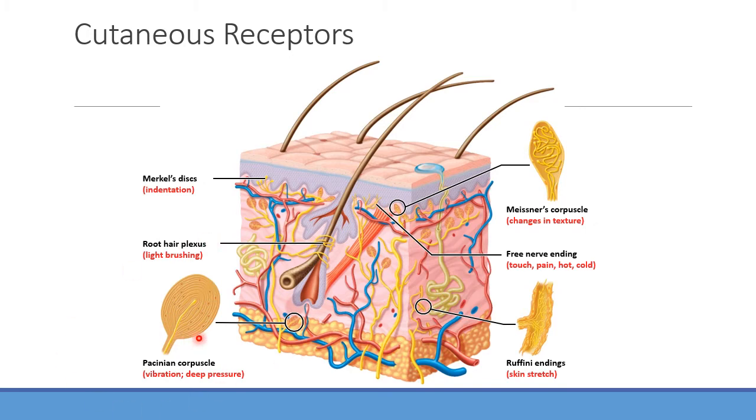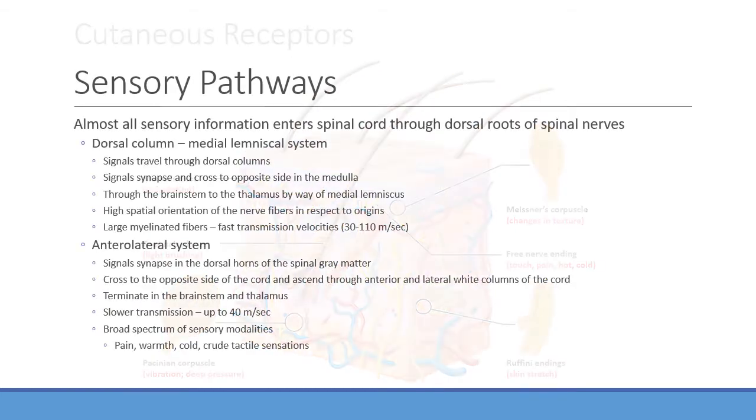Pacinian corpuscle is good for... and notice these are deeper, so they're going to be able to detect deeper vibrations or stronger signals as you get a higher indentation into the skin. And then I mentioned the stretch receptors there with the Ruffini endings. Again, the hairs are also going to be detecting some of these signals as well. So you can feel when the hairs are being brushed and things like that. We'll also pick up some signals there. It will help coalesce into one picture of what the sensation is on the skin at any given time.